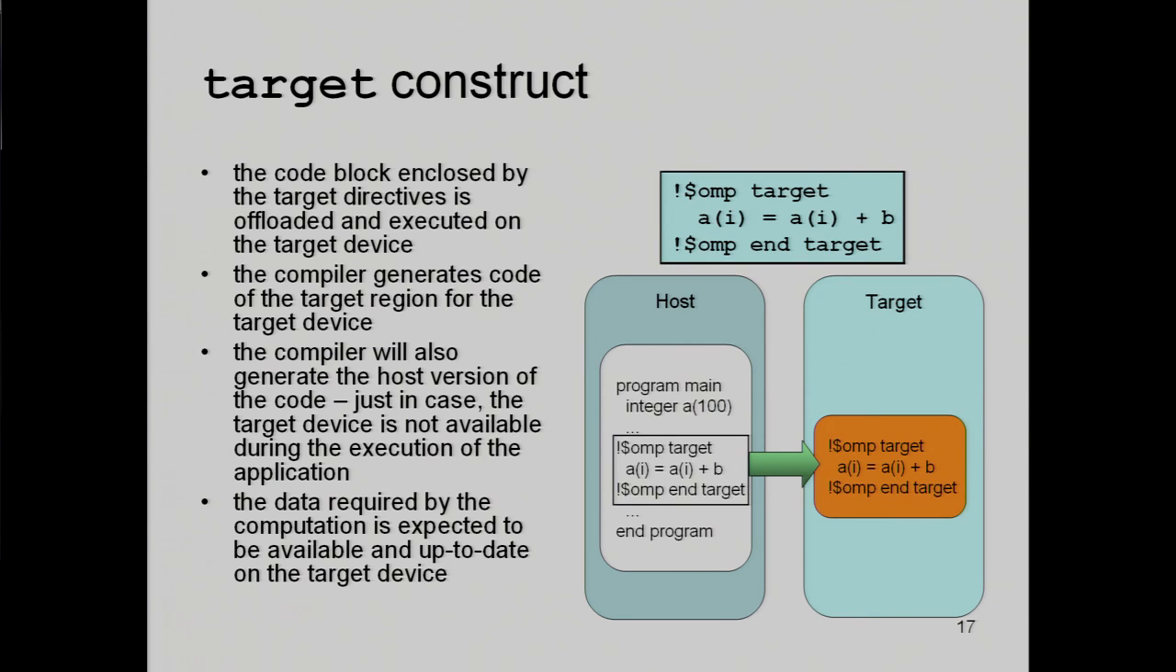So the compiler needs to do a lot of magic in here. What it needs to do is generate code specific for a target, and then find some way to offload to the device. This is pretty much what the target construct is doing, and remember that the target construct creates the new device data environment as well as executing the code on the target device.